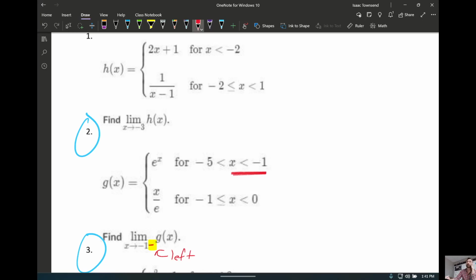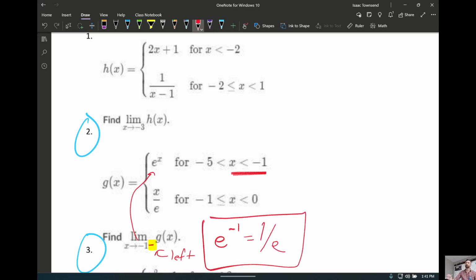The top, good. When x is less than negative 1, that's what would be happening if you're coming from the left of negative 1. So you plug negative 1 into this. You can leave your answer e to the negative 1, or you can change that to 1 over e, if you remember that exponent rule. You guys okay why you plug it into the top only and not the bottom?